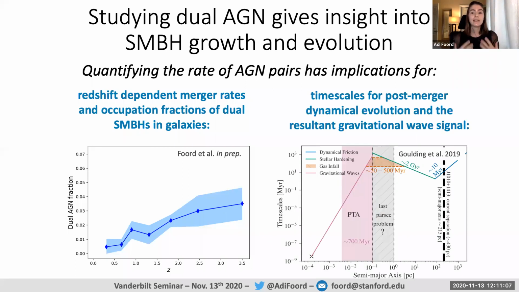And then additionally, quantifying the rate of AGN pairs has implications for timescales for post-merger dynamical evolution. So this plot is showing the various timescales associated with an AGN pair as it moves through the dynamical friction phase, into the three-body interaction phase, into the gravitational wave phase, the gravitational radiation phase. And there's still a lot of unknowns regarding all of these timescales.